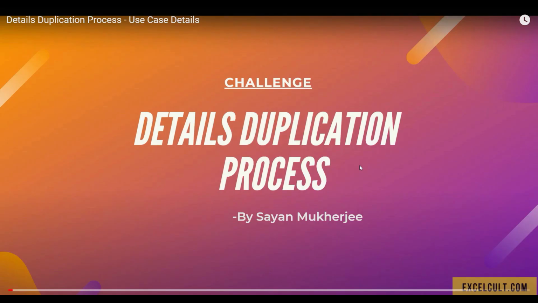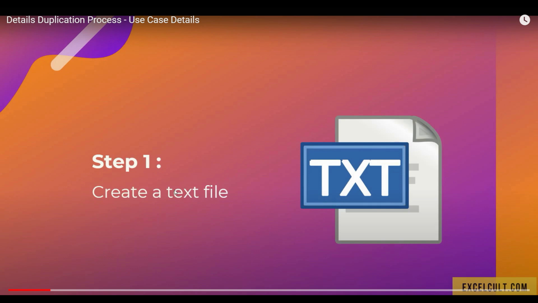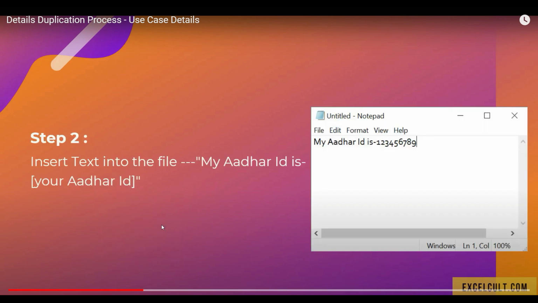So here's the process that we'll be automating today. The challenge will be the file duplication process. Let's look at the different steps that we have to pass through. If I just go through that, as step one, we have to create a text file, and as step two, we have to insert some data into the text file.